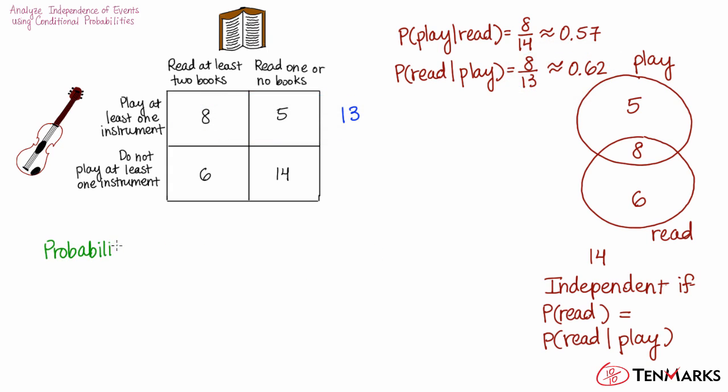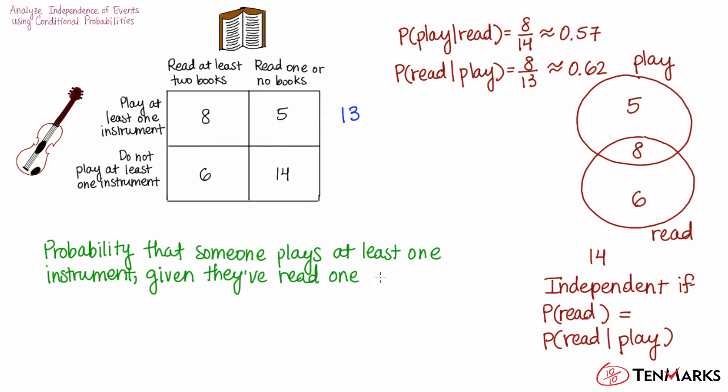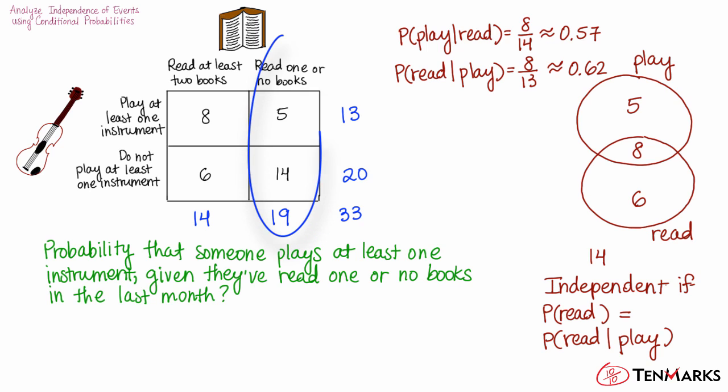What's the probability that someone plays at least one instrument, given that they have only read 1 or no books? Okay, did you try to figure it out? Let's fill out the rest of the totals and then answer this question. Okay, now we know our subject of interest has read 1 or no books, so that's this column. Given that, what's the probability that someone plays at least one instrument? That's 5 divided by 19, about 0.26.